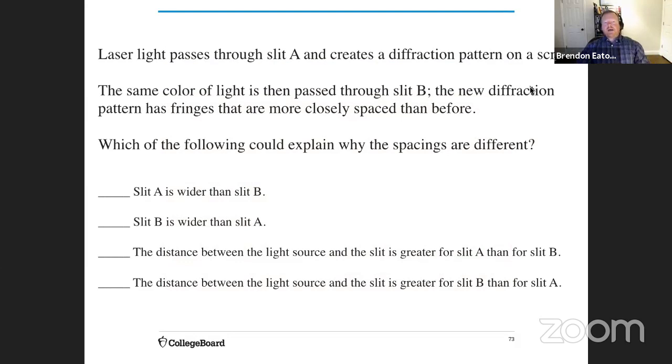Okay, laser light passes through slit A and creates a diffraction pattern on the screen. The same color of light, AKA maybe the exact same laser, is then passed through slit B, and the new pattern has fringes, bright dots, that are more closely spaced than before. Which of the following could explain why the spacings are different on the screen?